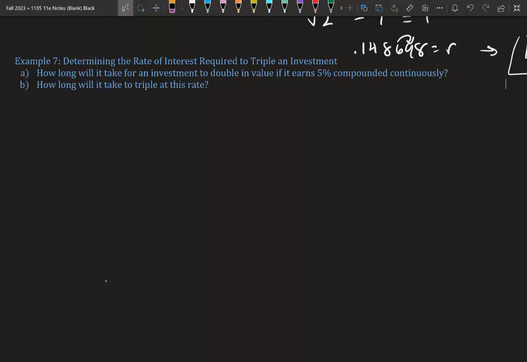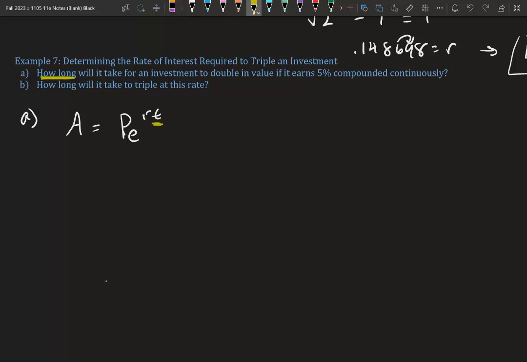How long will it take for an investment to double in value if it earns 5% compounded continuously? How long will it take to triple at this rate? So we're compounding continuously. Since we're compounding continuously, we know we're going to use A equals P e^(rt) because it's continuous. So we're looking for how long.